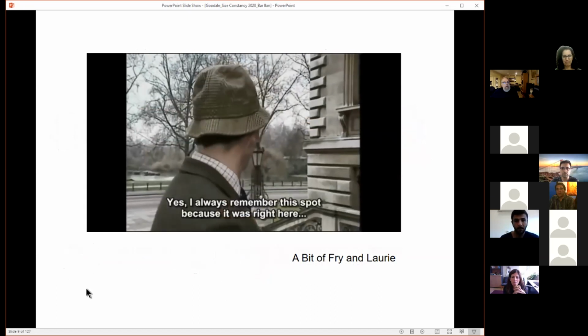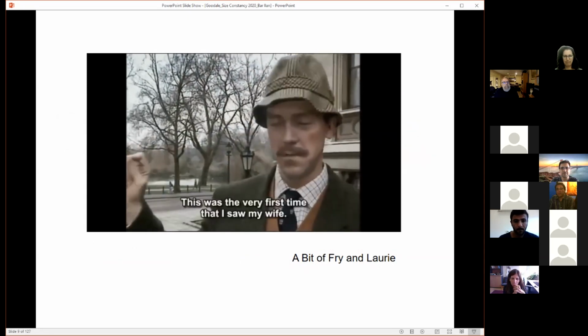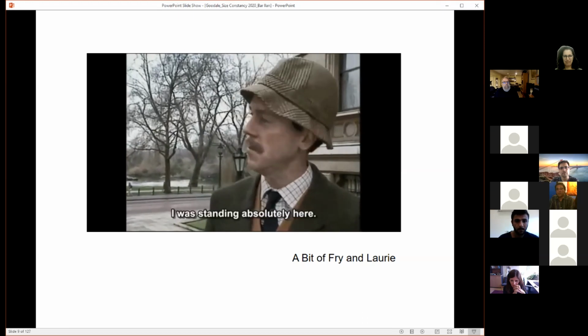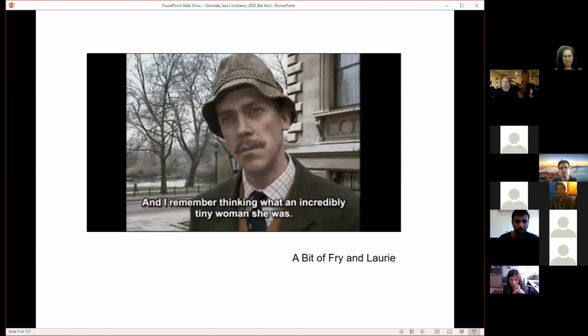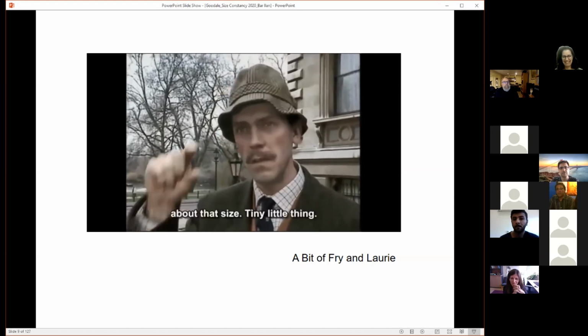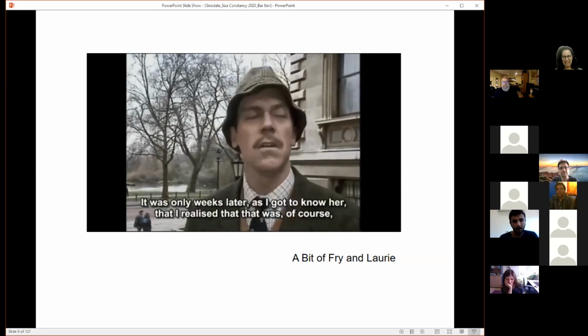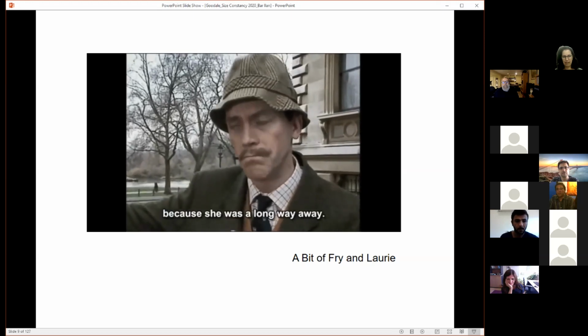Yes, I always remember this spot because it was right here. This was the very first time that I saw my wife. I was standing absolutely here, and I remember thinking, what an incredibly tiny woman she was. Absolutely tiny. She was about that size. Tiny little thing. It was only weeks later, as I got to know her, that I realized that was, of course, because she was a long way away.